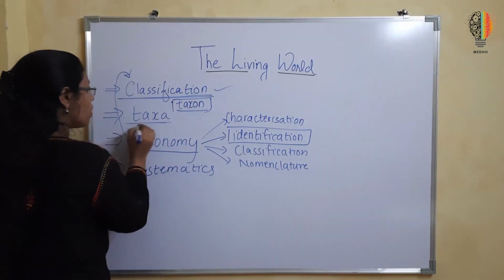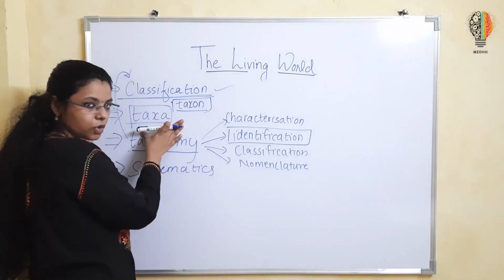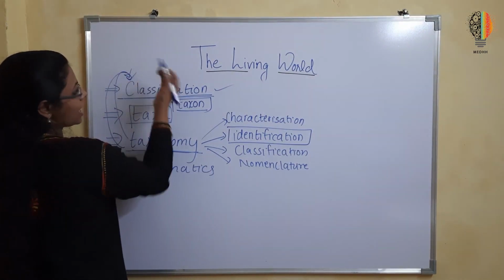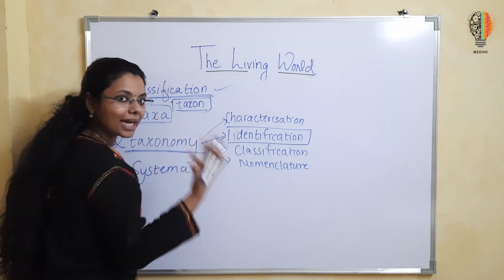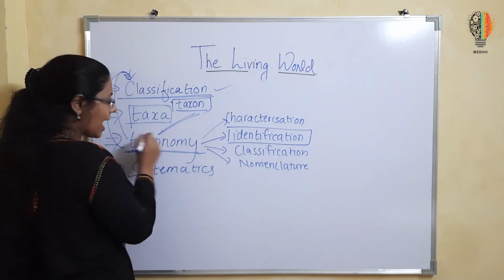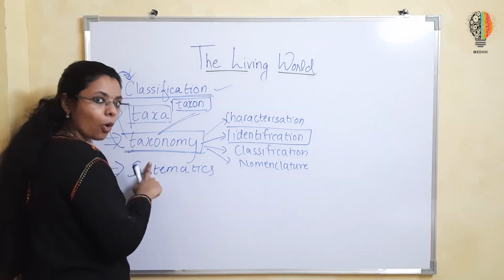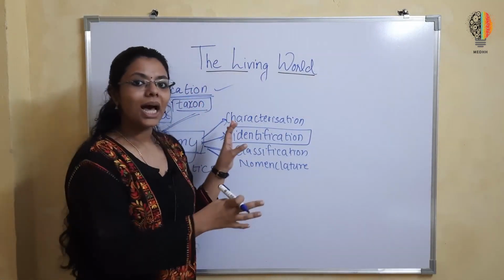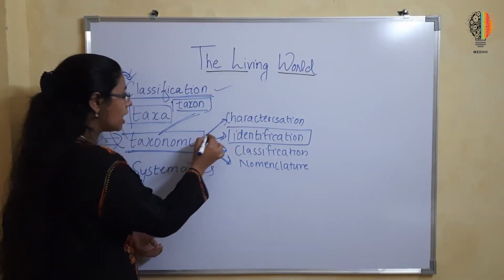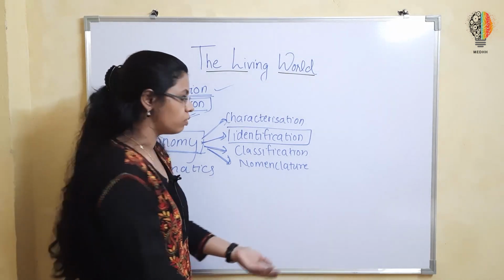So the scientific term for that category is taxa or taxon. Then the process of classification is called taxonomy, because this is the scientific term. This process has a different scientific name, which is called taxonomy. So what are the basics of taxonomy? What does this process of classification include?